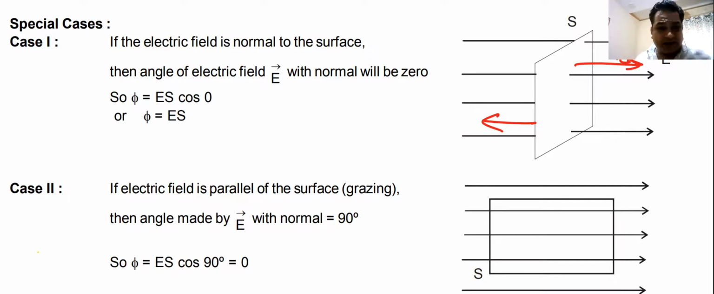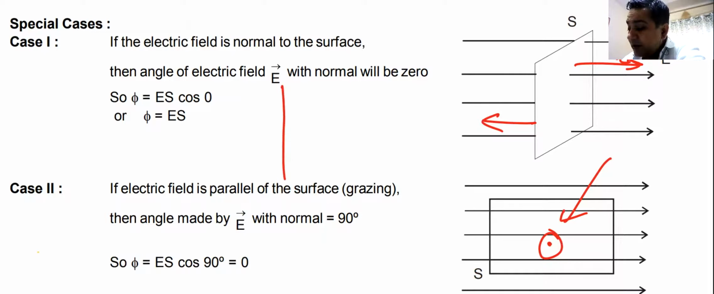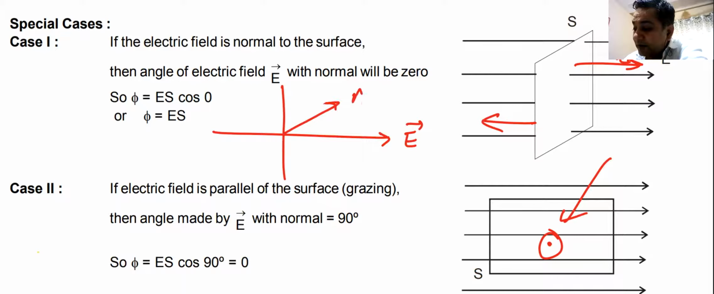And if the angle between the electric field and the area vector is 90 degrees, in that case the flux would be zero. Electric flux can be positive, can be negative, depending on the angle. If the electric field is like this and the area vector is here, it is positive. Area vector here, it is zero. Area vector here, it is negative. Area vector here, negative maximum. Area vector here, negative. Area vector here, 90.